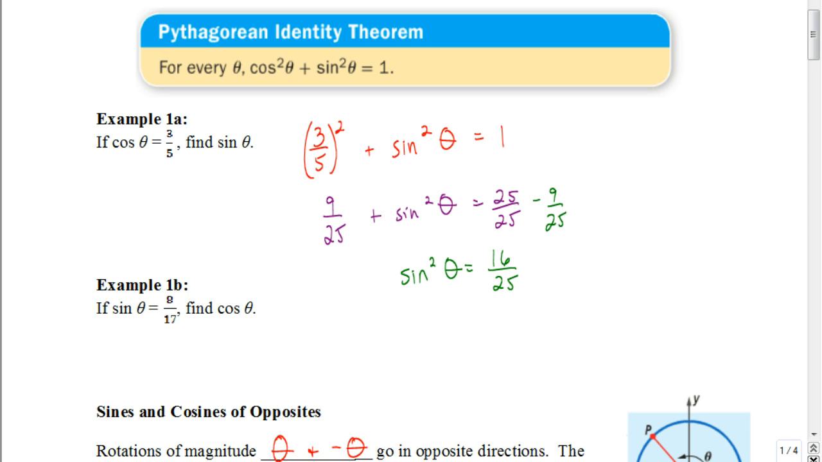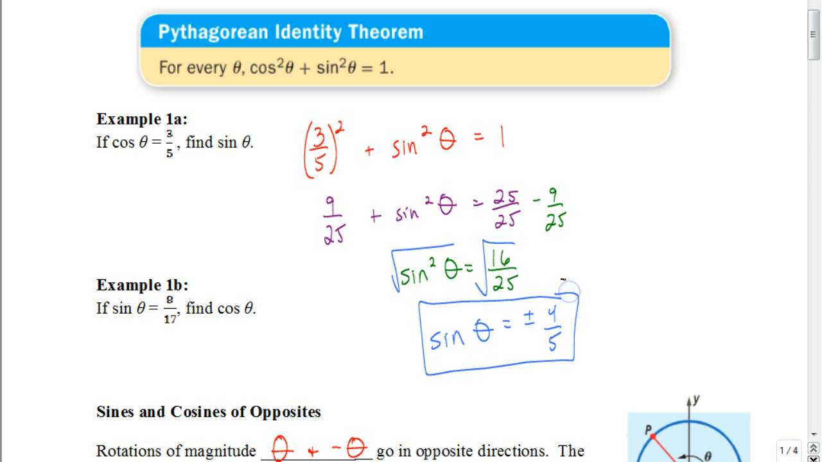So now to find out what sine is equal to, we're going to take the square root of both sides. But you've got to be careful. Remember, when we take the square root of both sides, we're going to end up with 2 solutions, a positive and a negative value. So in other words, the sine of theta here is going to equal the square root of 16 over 25, which is 4/5, but it's going to be plus or minus 4/5.